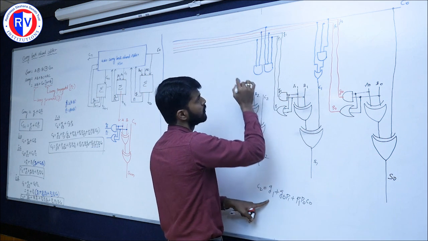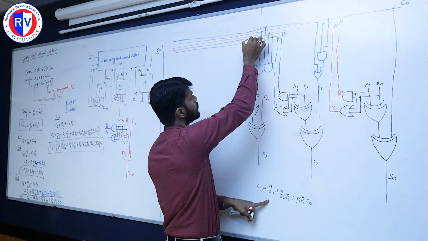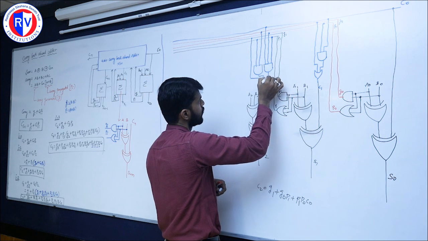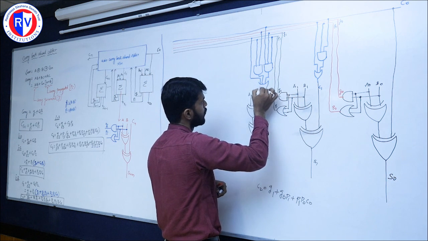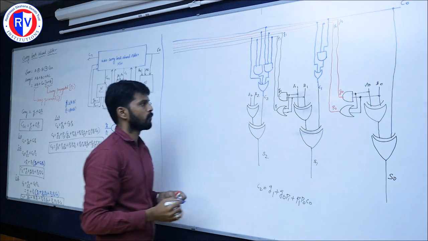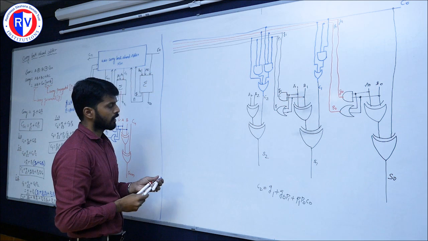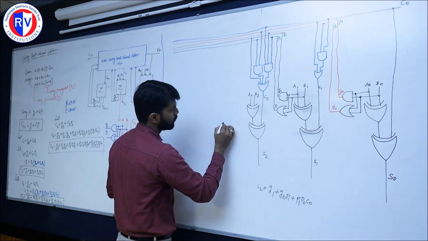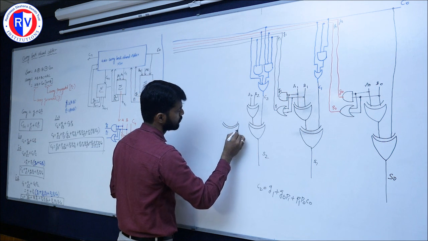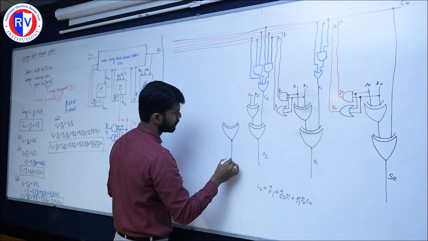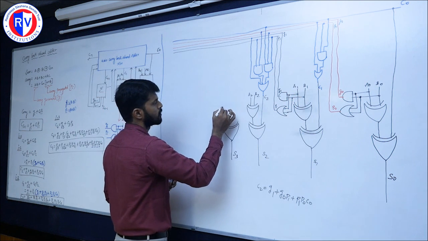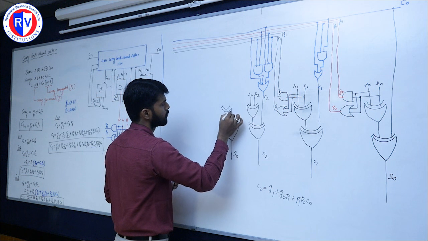Then the G1. This is the one that has to get ORed with all these two AND gate outputs. It gets connected to one OR gate and it is connected to C2. The next, again we need to go for the next one. Here we are getting the output, this is the S3 output. In this, these two are the input.